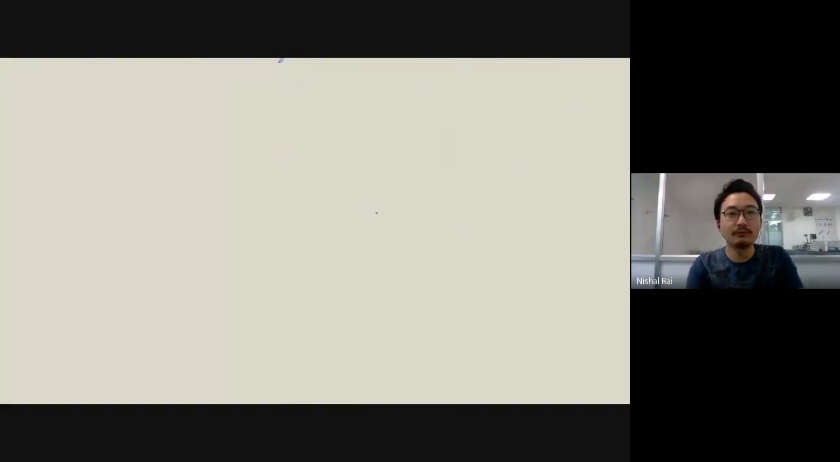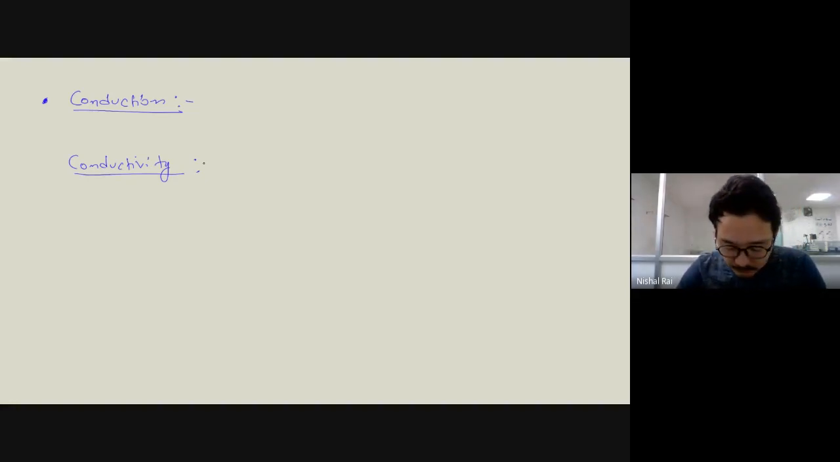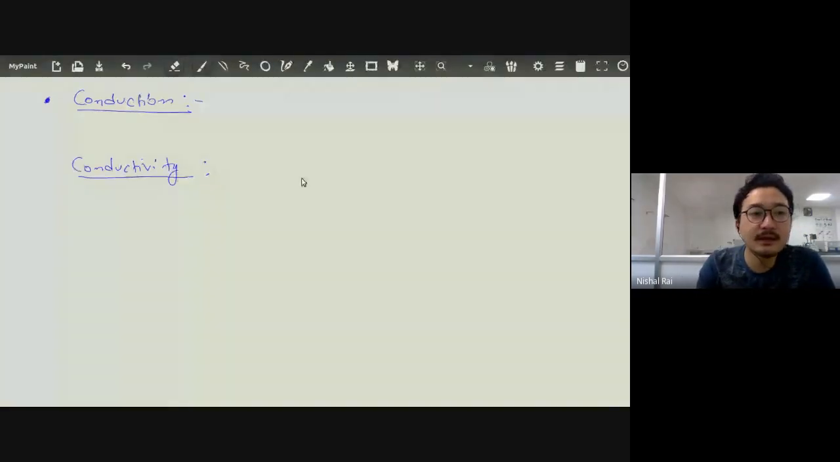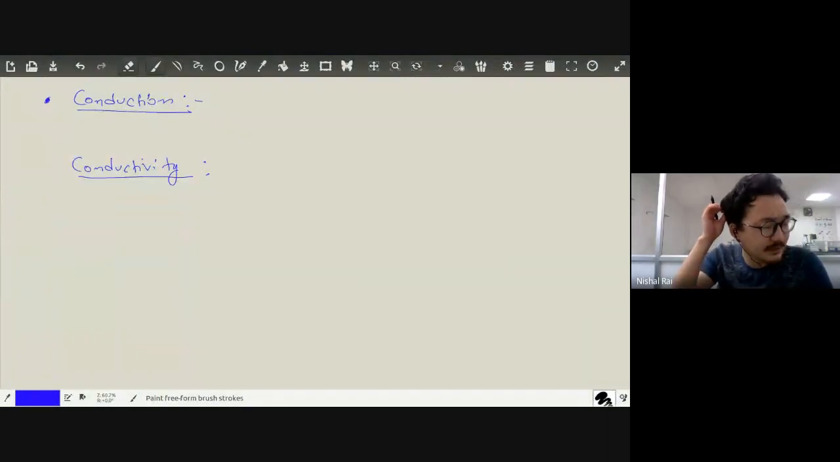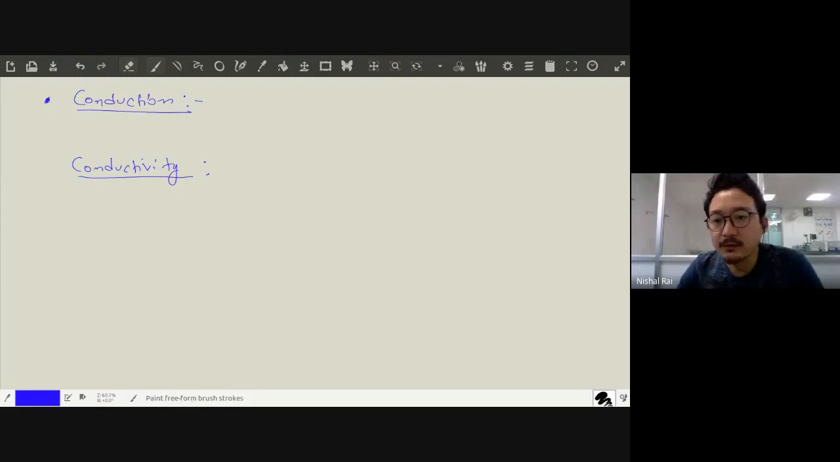Yes, sir. So now we will move on to the most important property, that is conductivity. Conduction, I think we have studied what is conduction. Sorry, conductivity. So what do you mean by conductivity? What is conductivity? In the general sense, not from the point of view of heat, in general, what is conductivity? Do you all know what is conductivity? I don't need the exact definition, just a rough idea will also do.